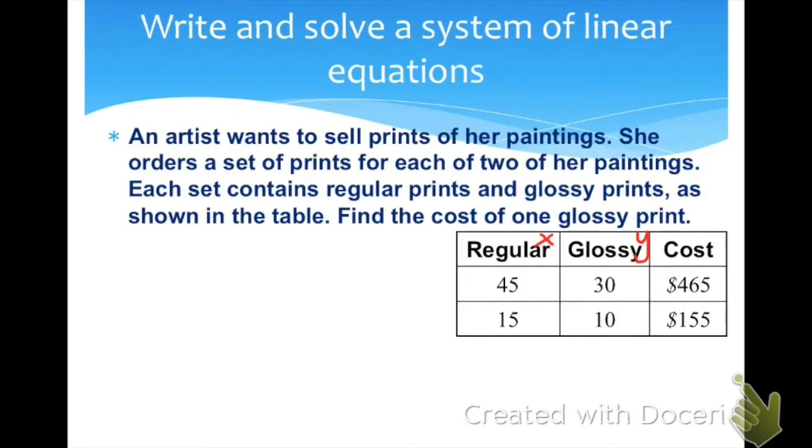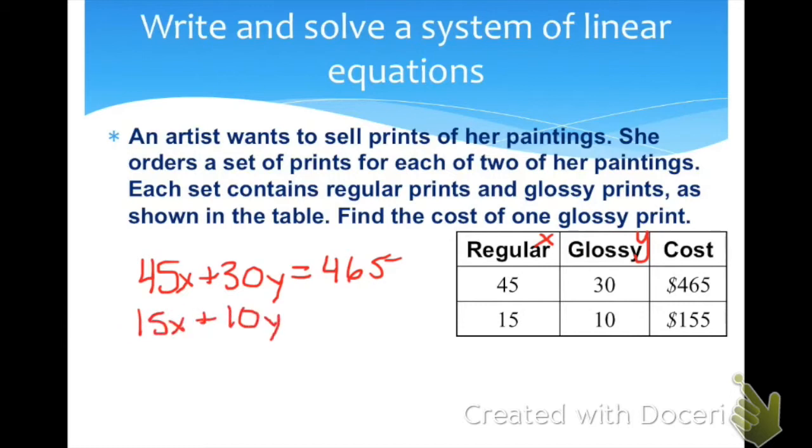And I'm going to just write an equation for each painting. So I'd have 45x plus 30y equals my total of 465. And 15x plus 10y equals 155. Now to solve this one, I'm going to use elimination.